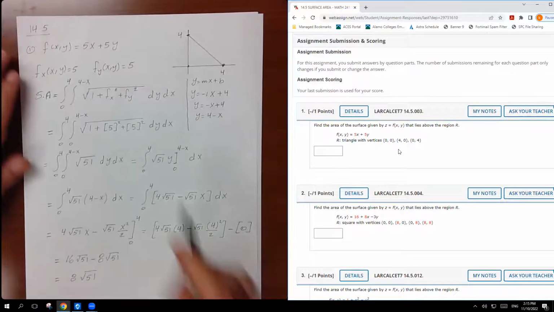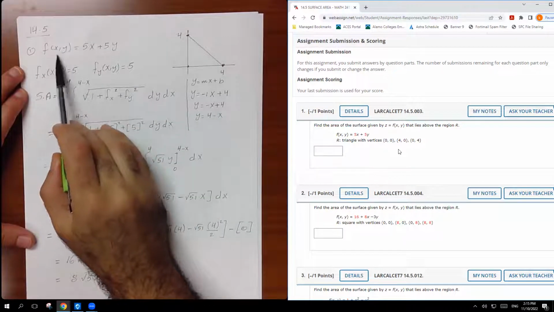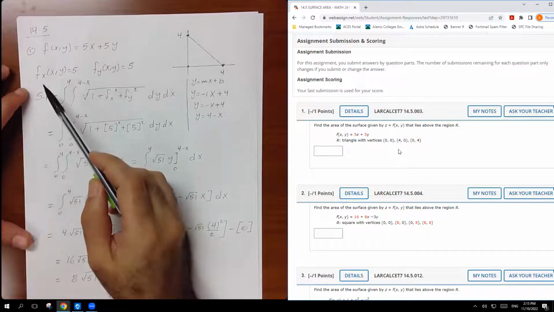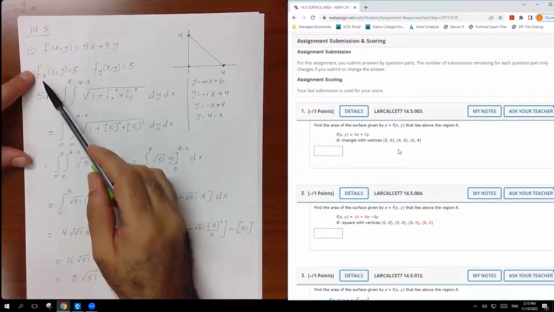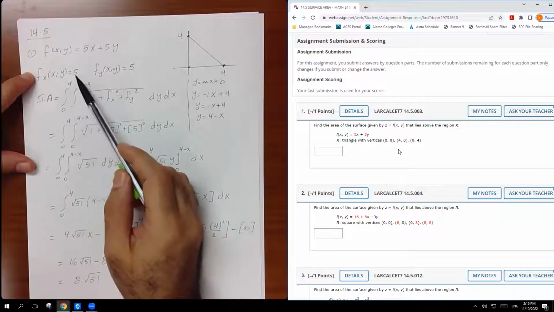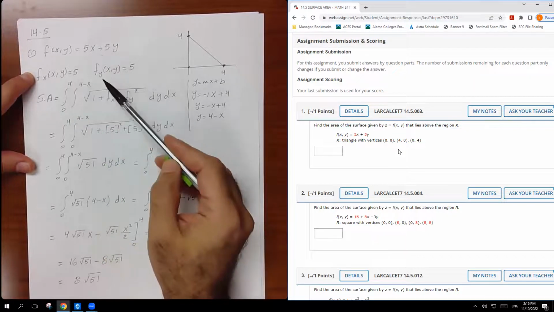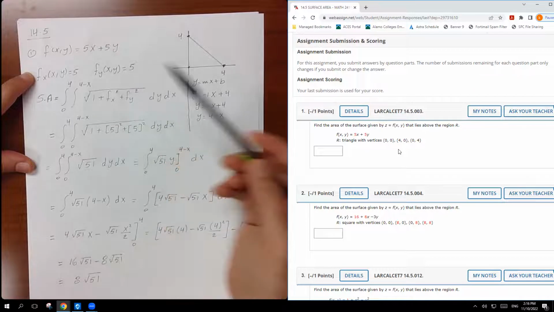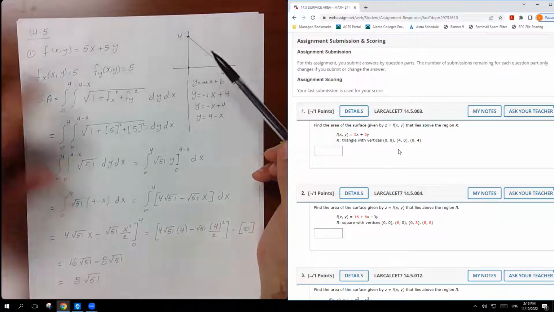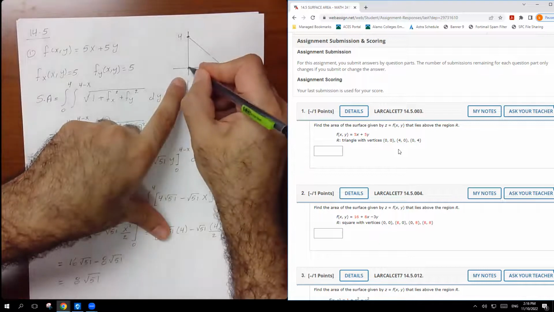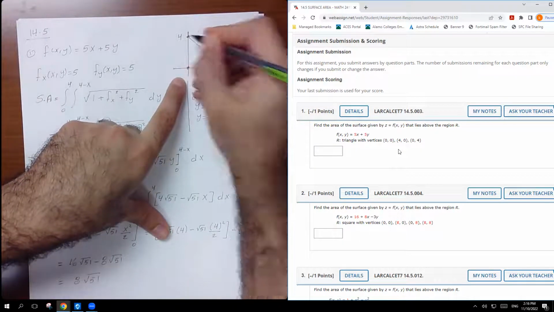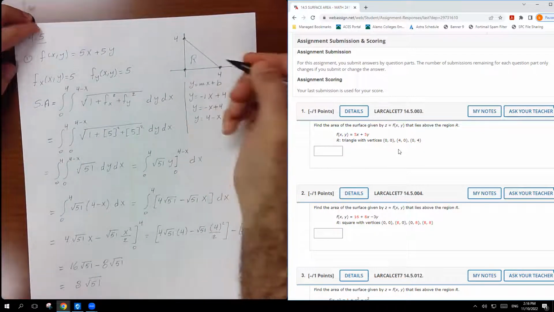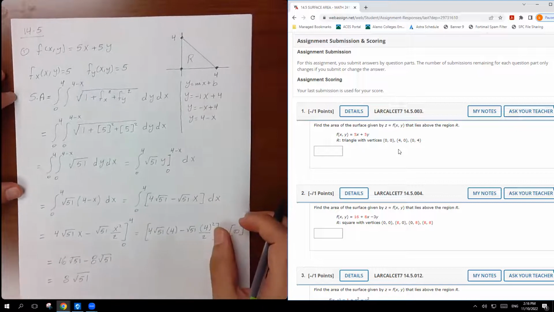So here's our function f(x,y) equals 5x plus 5y. First of all, I'm going to find the derivative with respect to x: f_x(x,y) is going to be 5, and the derivative with respect to y, f_y(x,y), equals 5. So let's first of all grab this one. Here are the vertices, which are (0,0), (0,4), and (4,0). So this is our region.